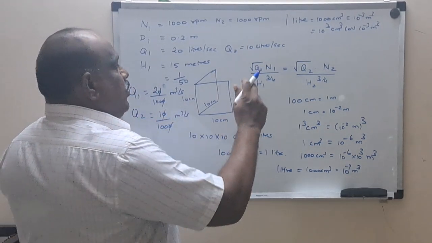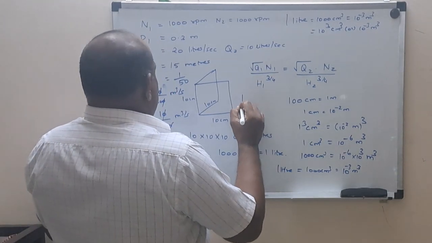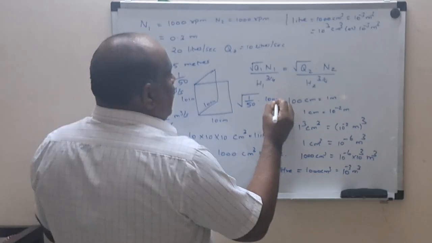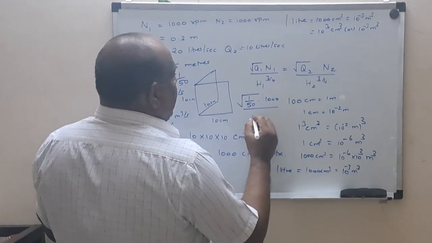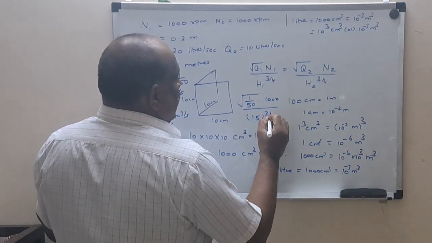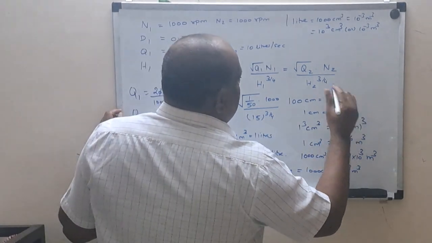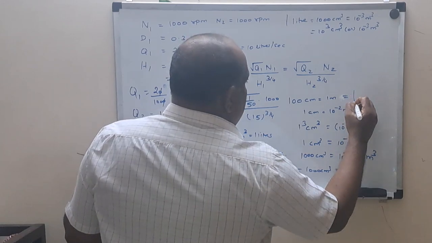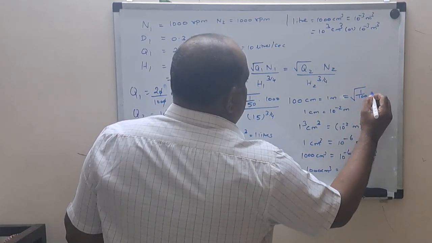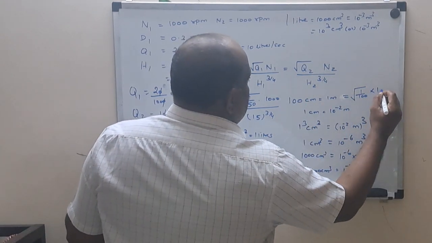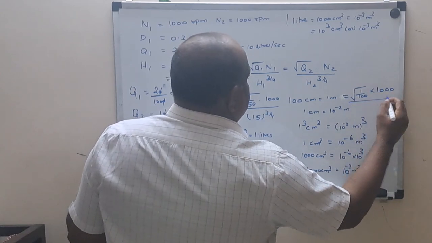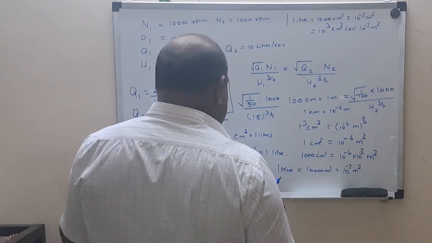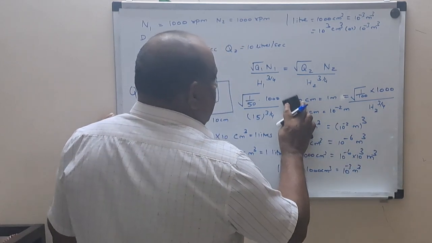Now you substitute the value of Q1 as 1 by 50. What is N1? 1000. What about H1? 15, whole power 3 by 4, will be equal to, what is Q2? Q2 is 1 by 100. Square root of 1 by 100 into N2, which is also the same speed, by H2 whole power 3 by 4. We don't know this one. If you want, I can erase this particular middle section.